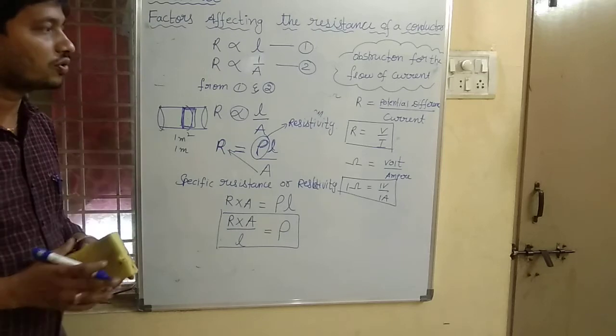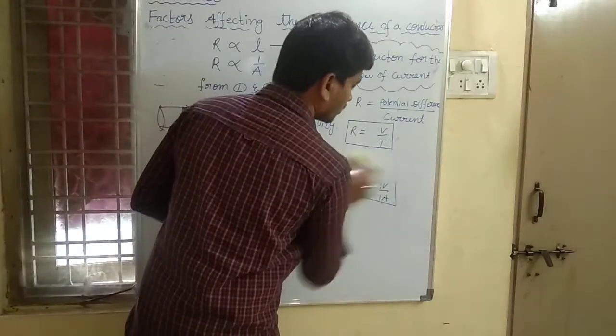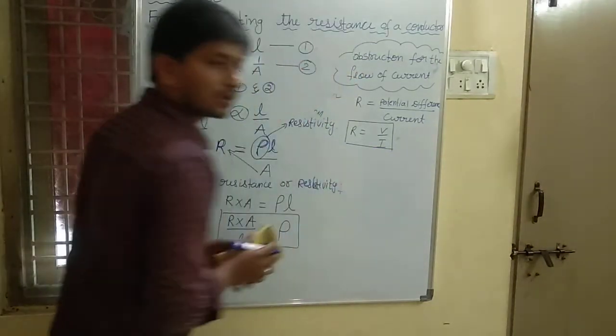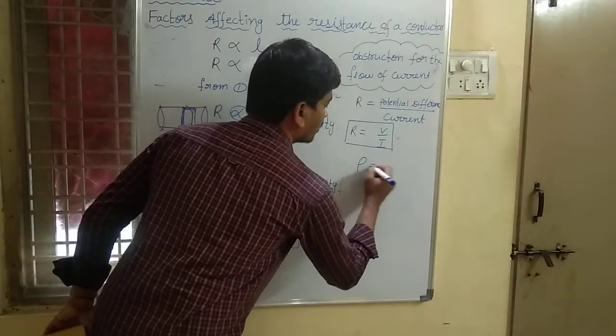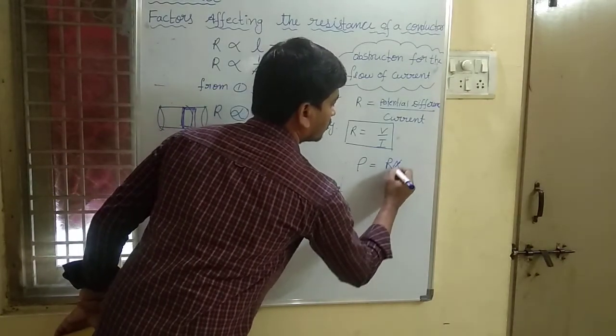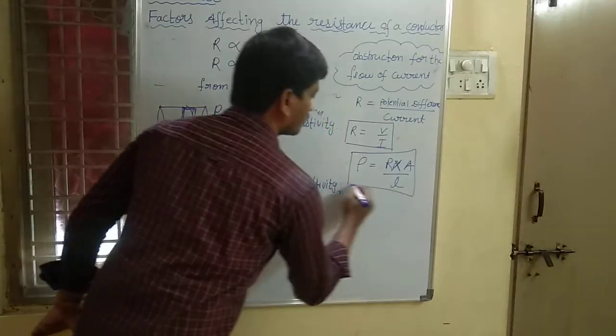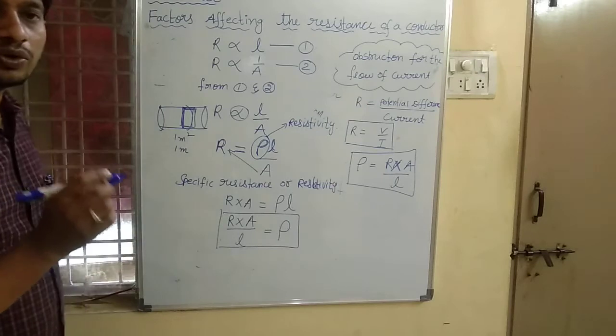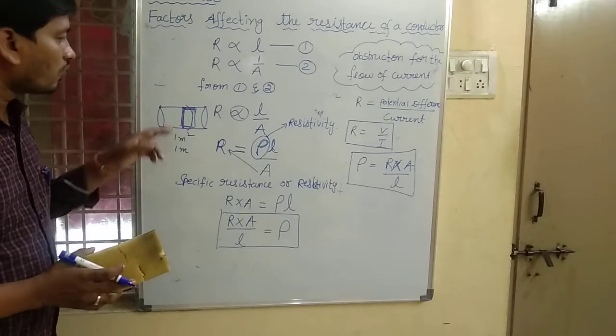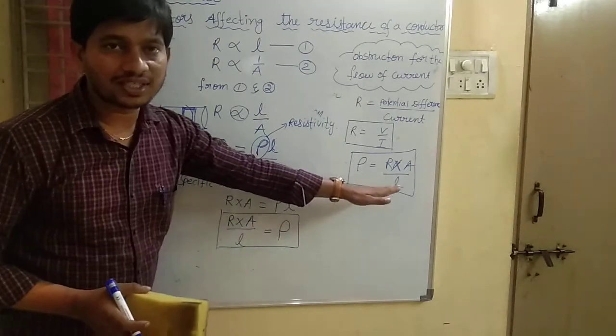So what is the formula of rho? Let me write here the formula of rho equal to R into A by L. As I told, what do you mean by resistivity? Here you will understand clearly.